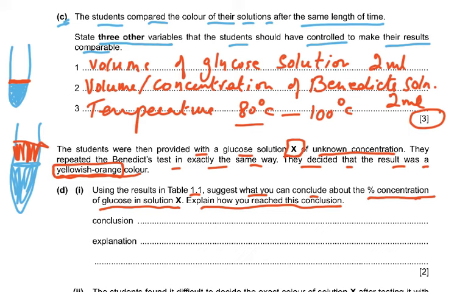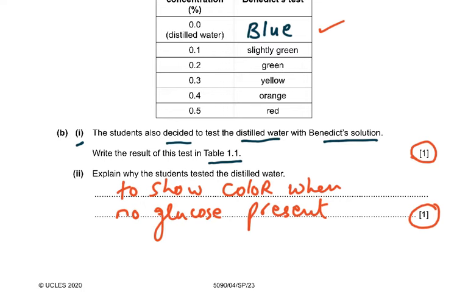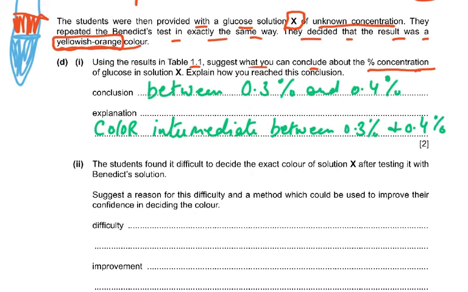So let's look at the table now. Anything yellowish orange would be between 0.3 and 0.4. So the conclusion is it would be between 0.3% and 0.4%. Why? What is the explanation? The color is intermediate. It's neither yellow nor orange, it's yellowish orange. So it is an intermediate between 0.3 and 0.4, because 0.3 is yellow and 0.4 is orange. So this is how we would word it: conclusion between 0.3 and 0.4, and explanation, color is intermediate between 0.3 and 0.4.